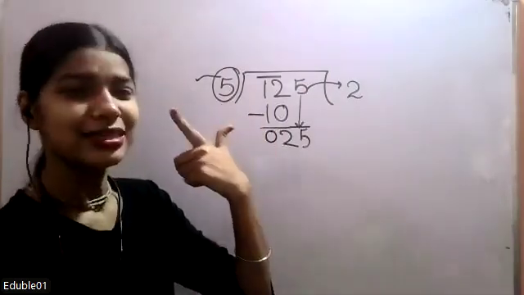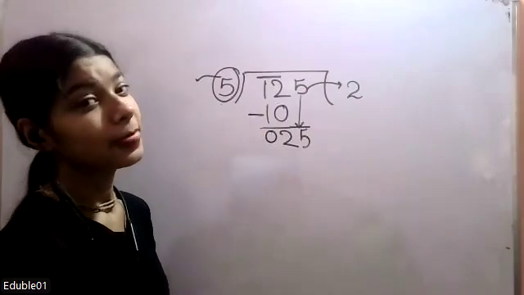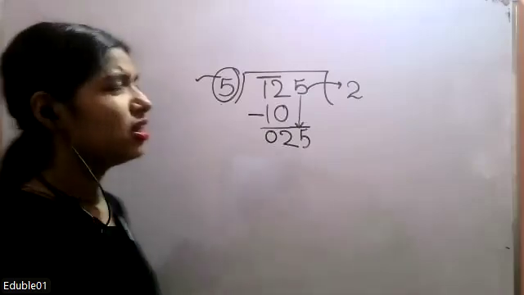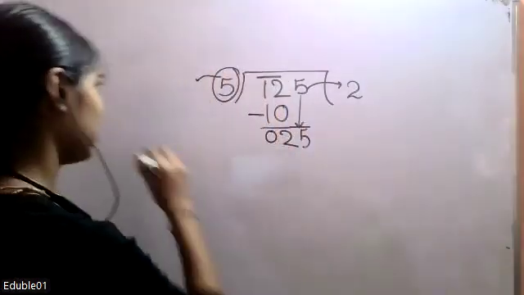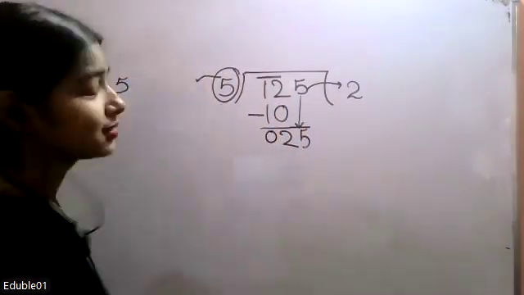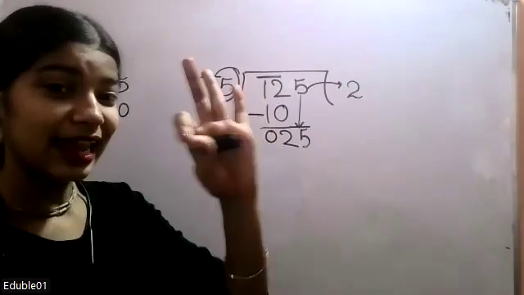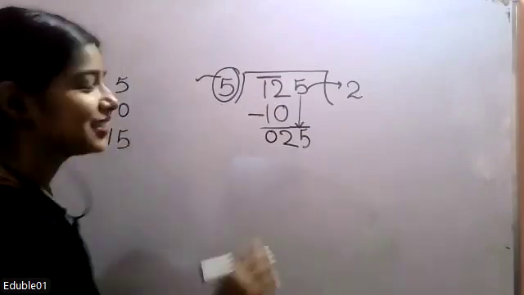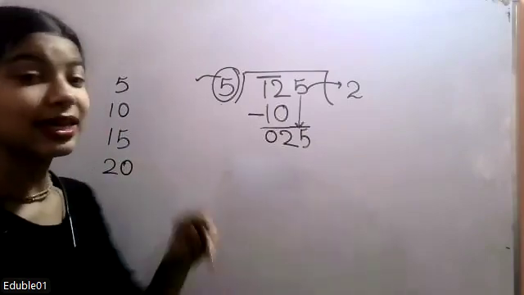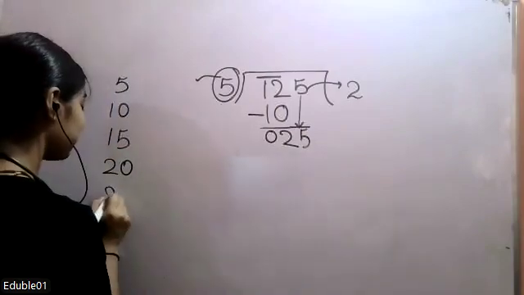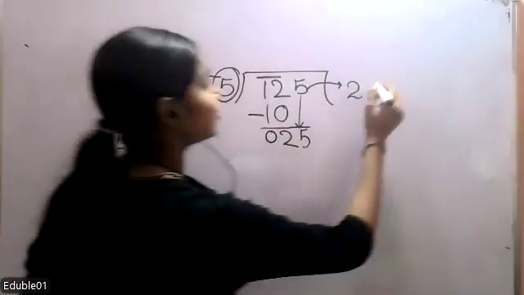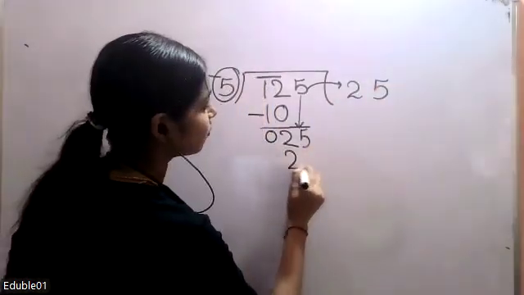Now let's just think. Run the horses of your mind. Is there any 25 in the table of 5? Yes or not? Yes. Okay, so there's a 25 in the table of 5. Now we have to think how many times. So 5 times 1 is 5. 5 times 2 is 10. 5 times 3 is 15, very nice. 5 times 4, 20, very good. 5 times 5, 25. So here we got our answer that 5 times 5 is 25.